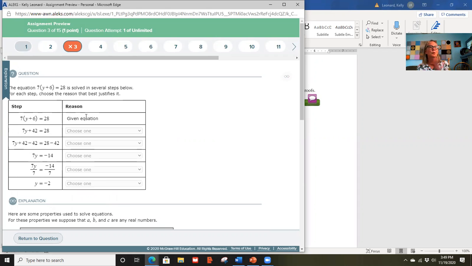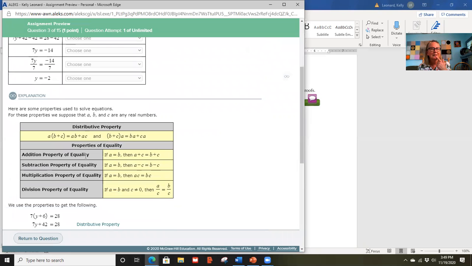And they even wrote the words given equation. The word given would work. And it'll be drop-down menus, okay? And so from here to here, you could guess that you would choose distributive property, right? And then they subtracted the 42 from both sides. So it's probably going to be the subtraction property. Sometimes they call it addition property because you're adding negatives.